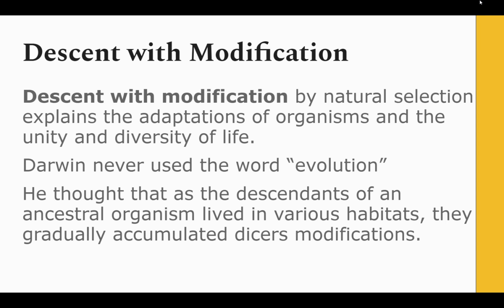So the idea of descent with modification takes natural selection to the next step and says, okay, if natural selection occurs on the same species in different environments, eventually they will have gradually accumulated a bunch of new and different characteristics.